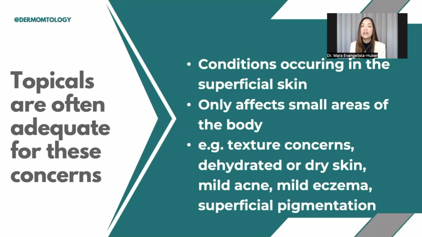Topical products are often adequate for these concerns. First, conditions that occur in the superficial skin, particularly those in the stratum corneum. Conditions that affect only small areas of the body. Examples of these conditions include texture concerns, dehydrated or dry skin, mild cases of acne, mild cases of eczema, and superficial pigmentation. The choice between a topical drug and a topical cosmetic often depends on the severity of the condition. If the case is not mild, more widespread, or already has been refractory to topical cosmetics, it's probably time to see a dermatologist and use a topical drug.